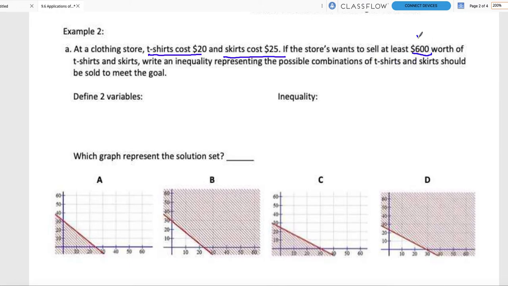So I'm thinking that this is going to be a total. This is going to be a rate of change because for every shirt or skirt I buy, they are $25 per skirt. T-shirts are going to be $20 per t-shirt. So those are rates of change. The questions I have to answer are, we need combinations of t-shirts and skirts. So we're going to say that X is the number of t-shirts. And Y is going to be the number of skirts.